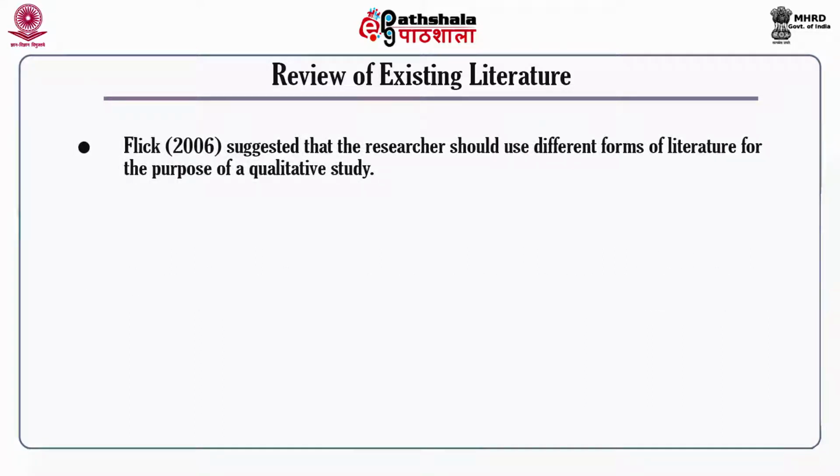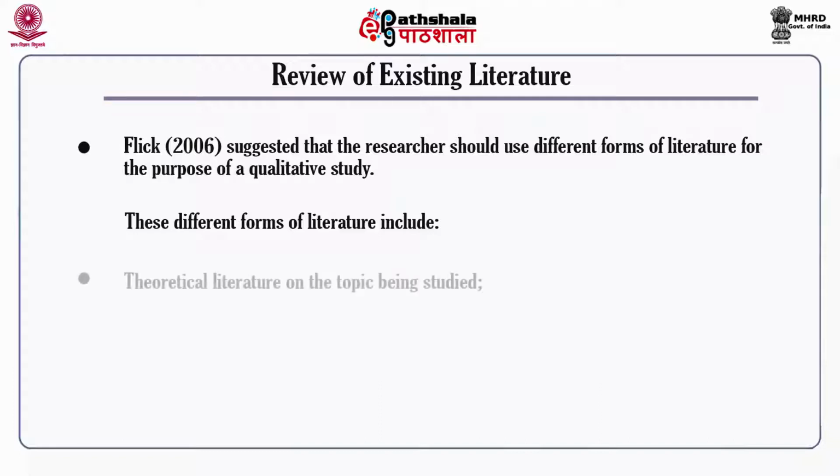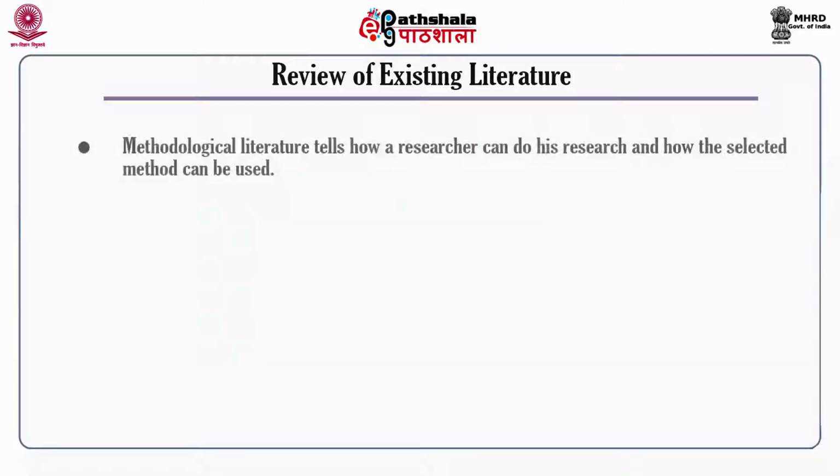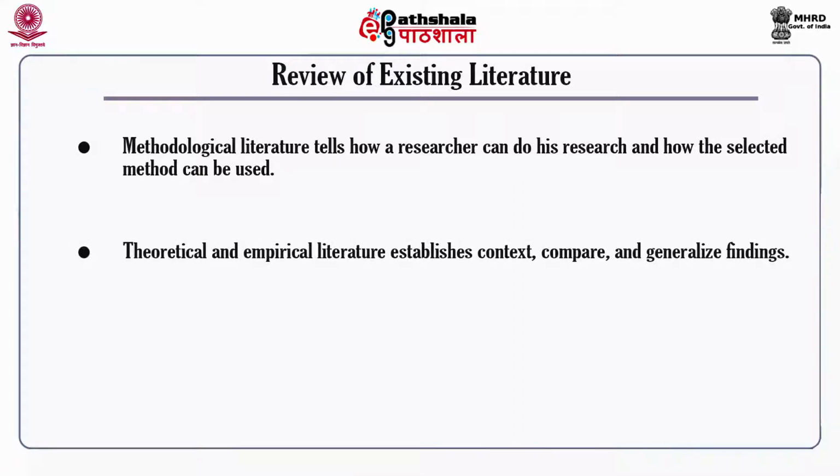Flick suggested that the researcher should use different forms of literature for the purpose of a qualitative study. These different forms include theoretical literature on the topic being studied, and empirical literature about the previous research in the field of study or like fields. Methodological literature tells how a researcher can do his research and how the selected method can be used. Theoretical and empirical literature establishes context, and helps compare and generalize findings.